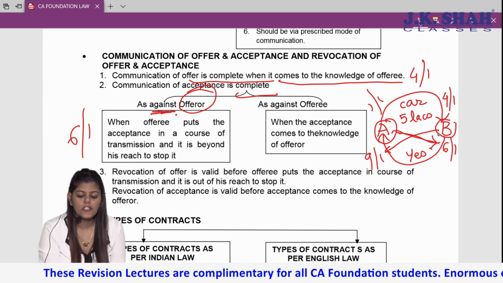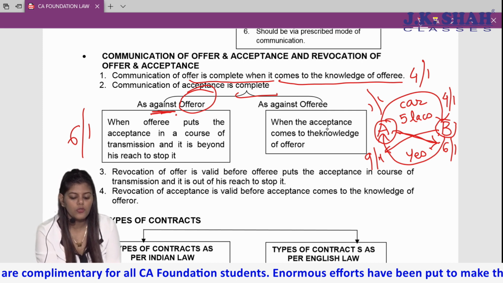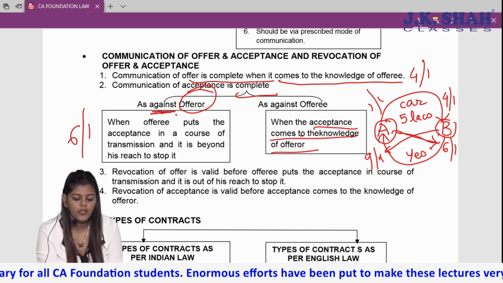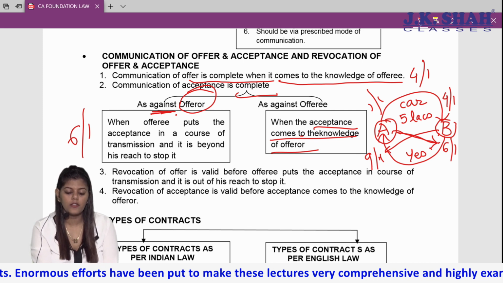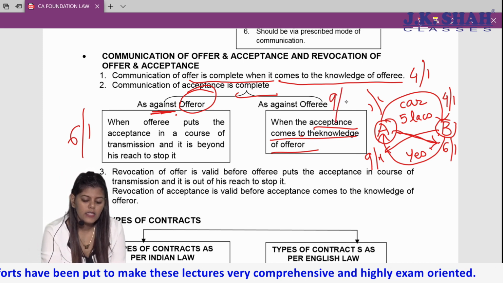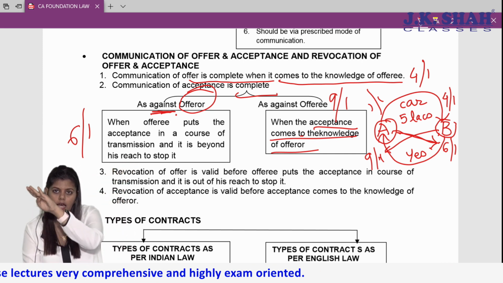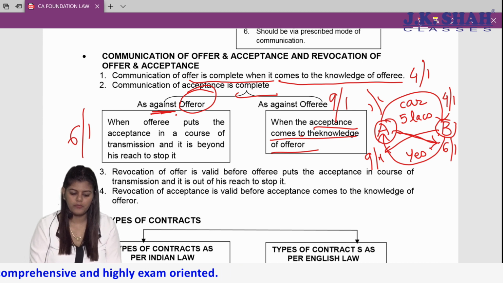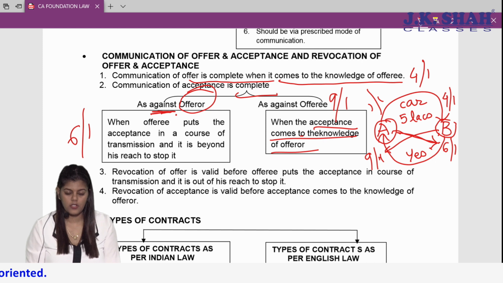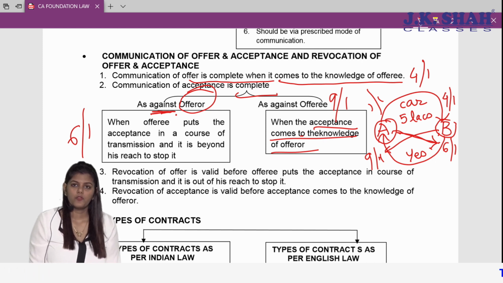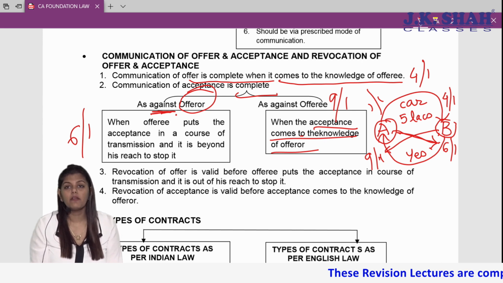And as against B, it is said to be complete when acceptance comes to the knowledge of the offerer. So when does A come to know about the acceptance? 9th. So it is said to be complete as against offeree, 9th. So as against offerer, 6th. As against offeree, 9th. Now this was communication of offer and acceptance. Coming to revocation. So once I give you an offer, law has given me permission that I can take back the offer.